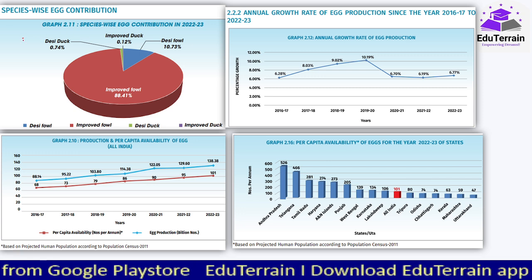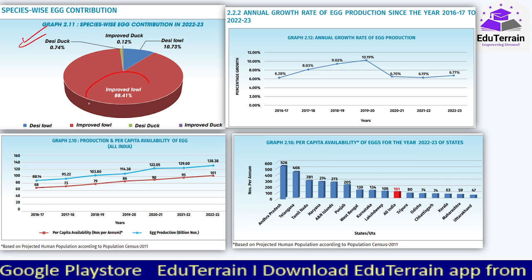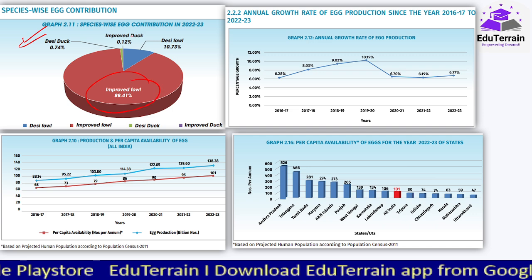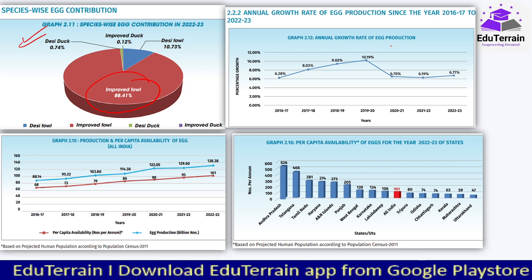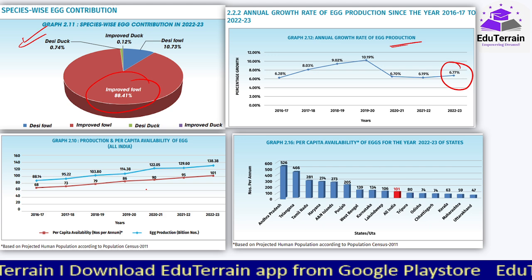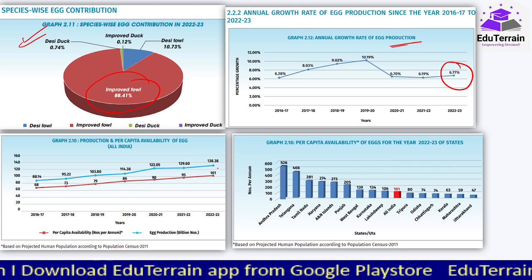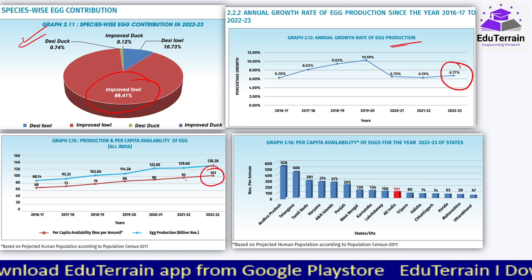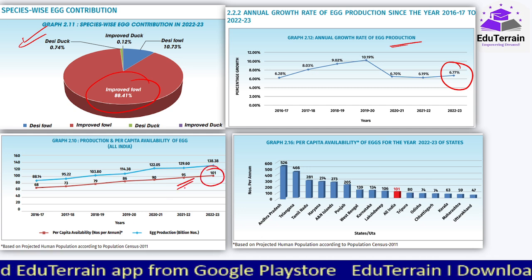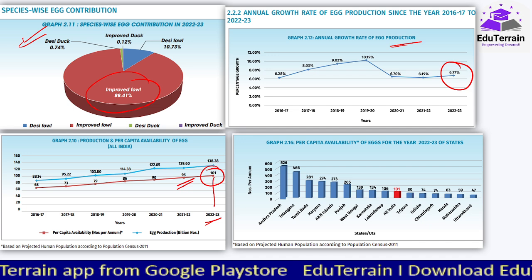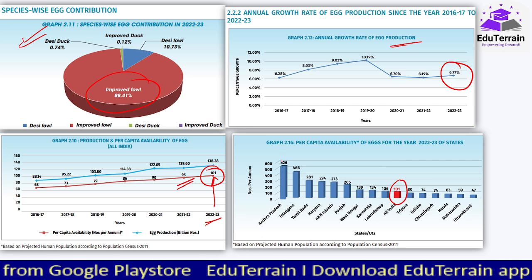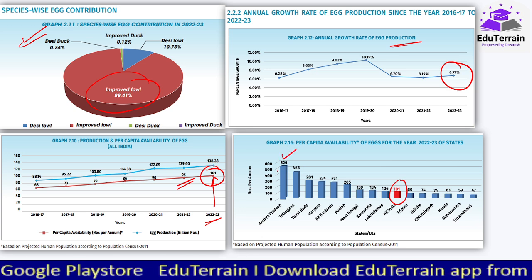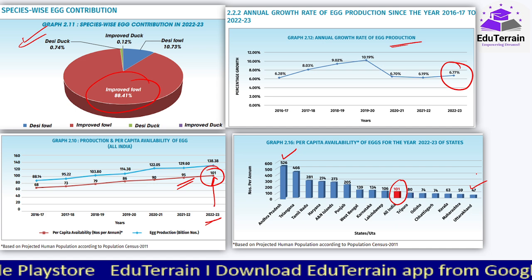This is the species wise contribution. Improved fowl is the highest, the rest are desi duck, desi fowl, improved duck, etc. This is the annual growth rate of egg production, 6.77%. As you can see here, per capita availability of eggs is 101; as I said, last time it was 95, and in 2022-23 it is 101. And the highest per capita production of eggs is in Andhra Pradesh, the least is Uttarakhand.